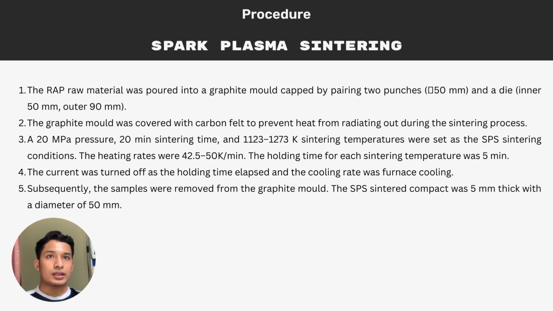For the SPS sintering condition, it is 24 megapascal pressure, 20 minutes sintering time, and 1123 to 1273 Kelvin sintering temperature was set, and the heating rates were 42.5 to 50 Kelvin per minute. The holding time for each sintering temperature was 5 minutes.